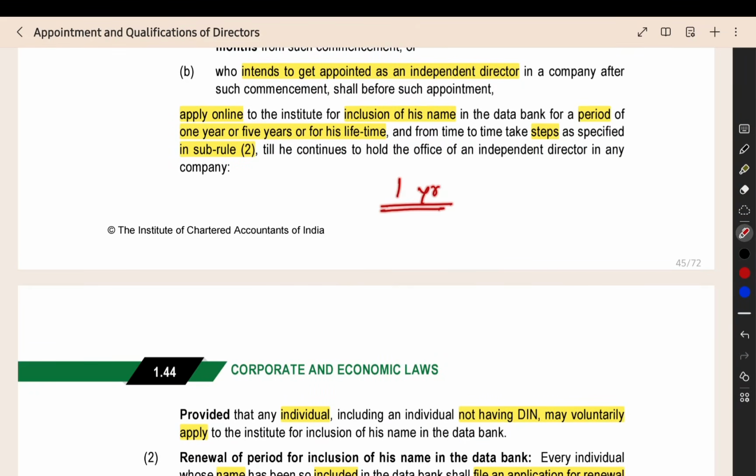This means that your name will be included in the data bank for 1 year only. After that, it will be removed. If you want to make an application for 5 years, you can do it, or lifetime also you can do it. For your entire lifetime, your name will be included in the data bank.